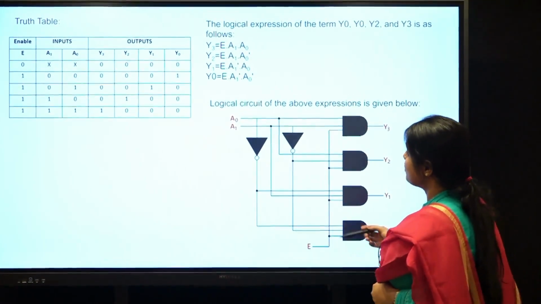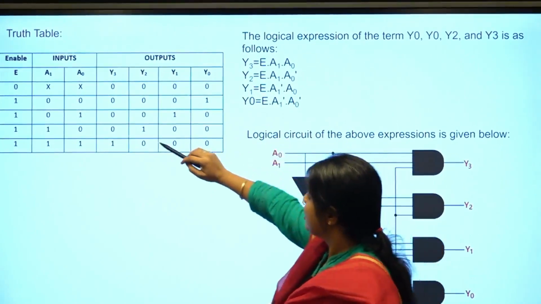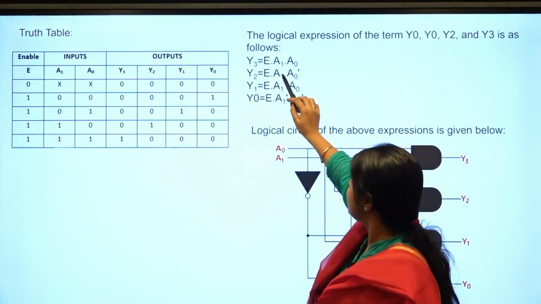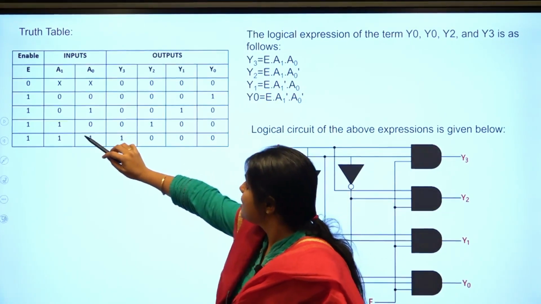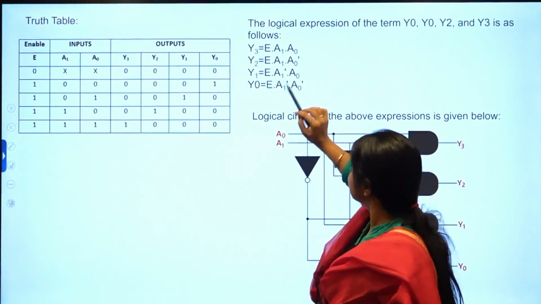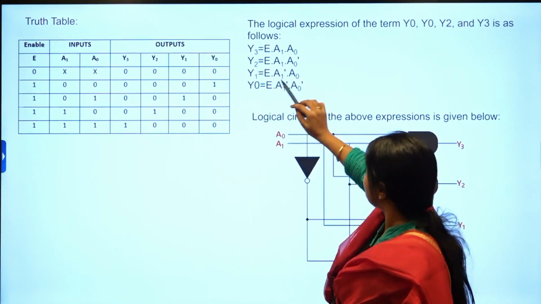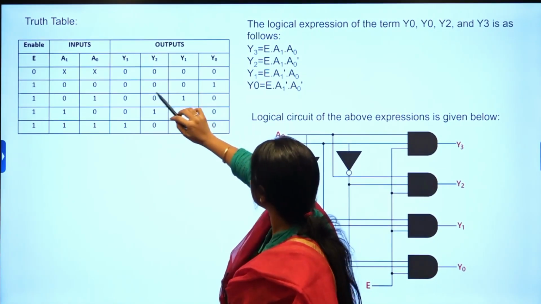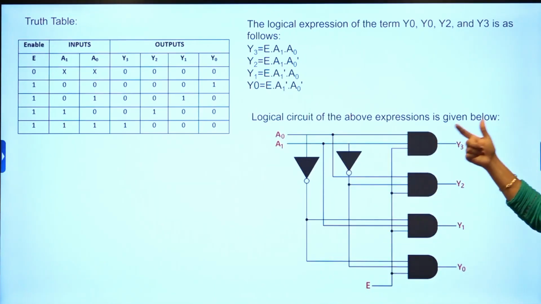From this truth table, these are the logic expressions that I write. For Y3, I have E with A0 and A1. For Y2, it is E, A1 and A0 bar. For Y1, it is E, A1 bar and A0, and for Y0 it is E, A1 bar and A0 bar. That is the truth table.